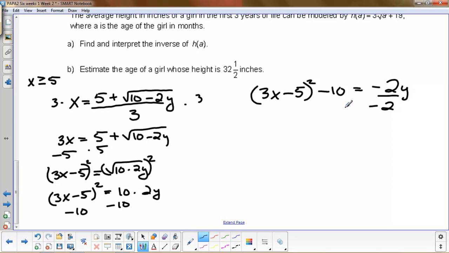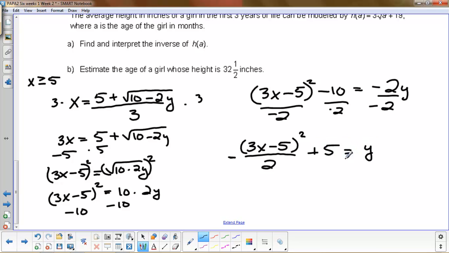Divide both sides by negative 2. I will separate these out. It makes it simpler to divide out your 10 and 2. Negative 3x minus 5 quantity squared divided by 2, plus 5 equals y. F to the negative 1 of x equals negative 3x minus 5 quantity squared divided by 2, plus 5, with the restriction that x must be greater than or equal to 5.